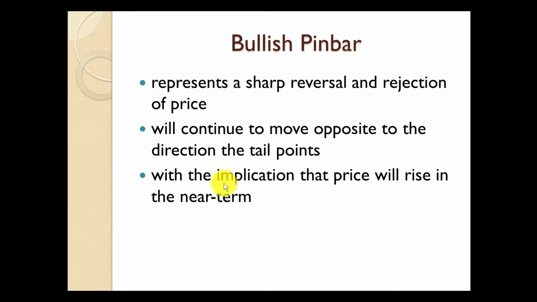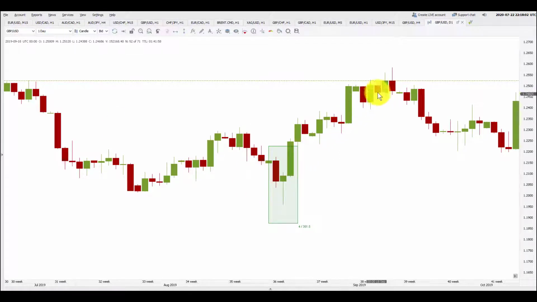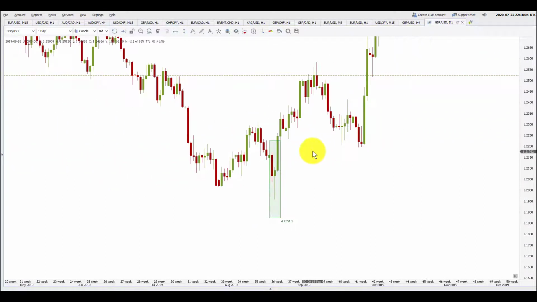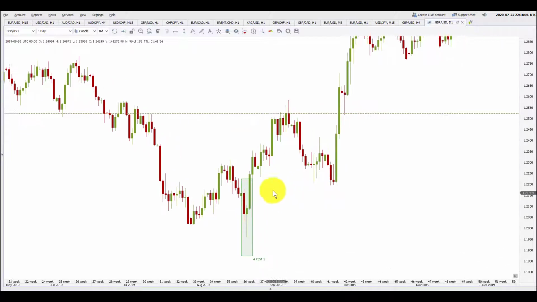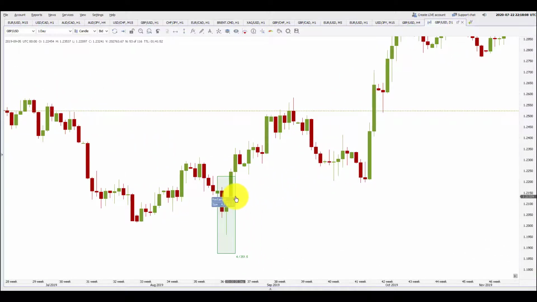It also says that the price will rise in the near term. Because we are talking about the bullish pin bar, the price will keep rising in the near term. Not always, but in the near term at least it will keep rising. So that is what it tells us. But wait, how to trade using this bullish pin bar? That is also a question in our mind, and I want to explain that in this video.